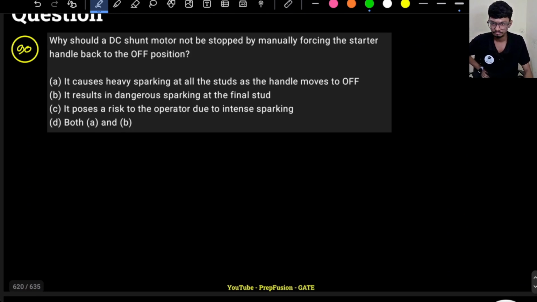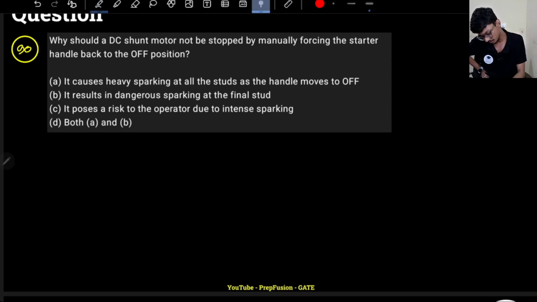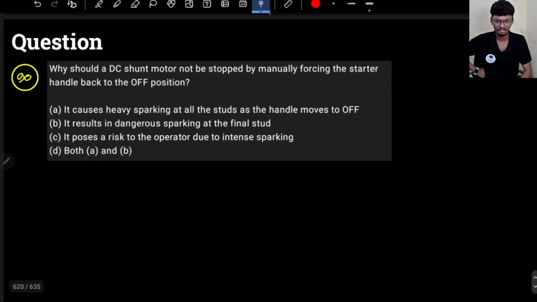So here what have they told? They have told that why should a DC shunt motor not be stopped manually, forcing the starter handle to the off position? Why we should not force it to the off position manually? Okay, it causes heavy sparking at all the studs as the handle moves to the off position.